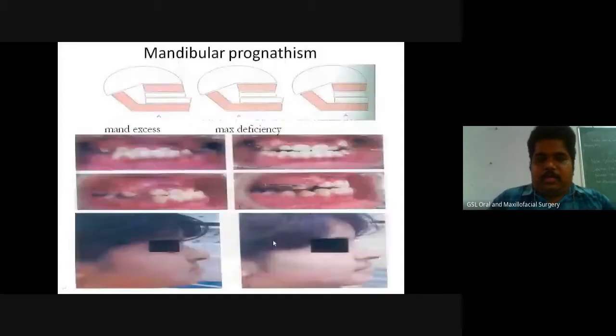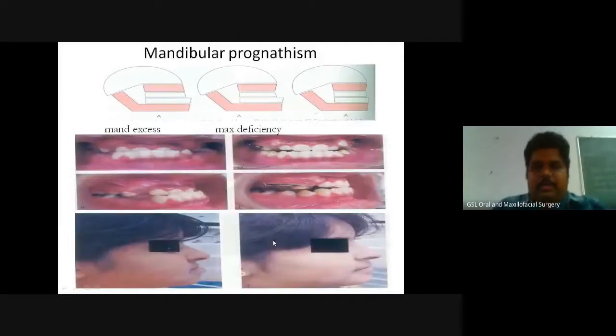Coming to mandibular prognathism, here you can see the diagram. Prognathism can be because of deficiency of the maxilla or excess growth of the mandible. You can see the clear-cut clinical signs here. You can see excessive overjet in the lower of this face, and you can see an edge-to-edge bite here. In this face, you can see the excessive chin prominence. All these are classical clinical signs for mandibular excessive growth, or you can also suspect deficiency of the maxilla.